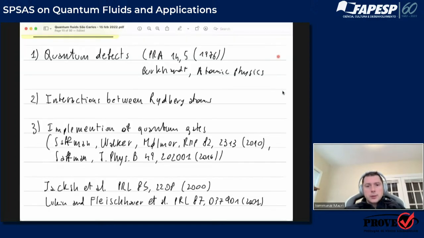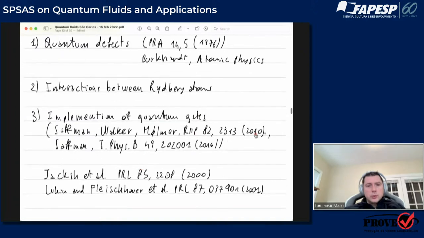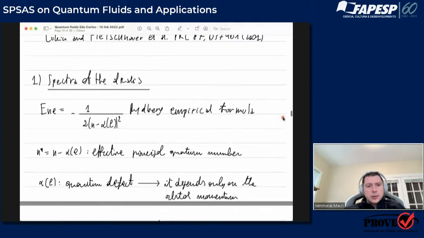And here I'm just writing some relevant references. For the quantum defect part, I would like to refer to this PRA, but more properly, probably to this nice book by Burkhardt, Atomic Physics. Instead, for the implementation of quantum gates, again, to the review 2010, and then there are other relevant papers here. Okay, let's go back to the spectra of the alkalis.